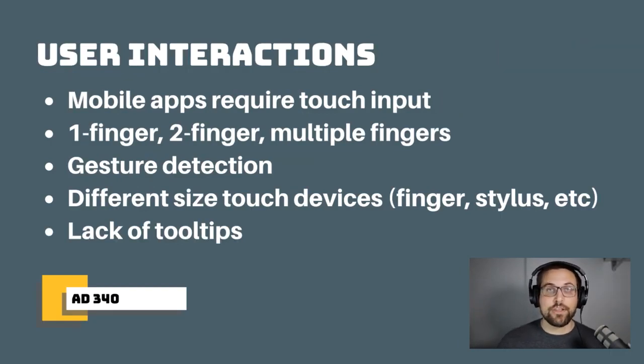So if we look specifically at user interactions, like we already mentioned, mobile apps require touch input. But that can mean a variety of different things. So if I pull out my phone here, I might do a one finger swipe. I might use two fingers. I might swipe left or right. If I'm on a larger tablet, I might even do bigger gestures with multiple fingers.